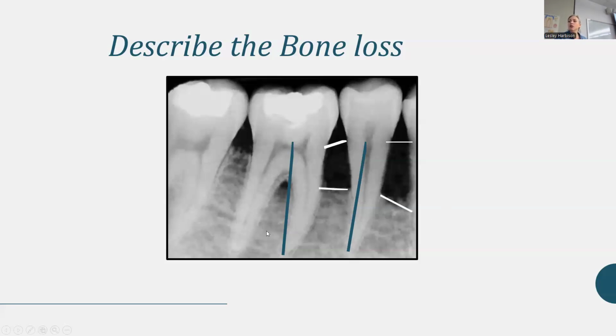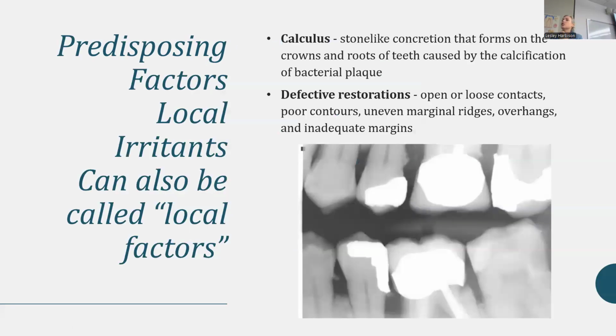And this is just giving you a look at the long axis of the tooth, noticing where the CEJ is, and then looking at the bone and how it's been lost. What's the pattern of the bone loss? So local factors, that phrase local factors, there'll be an exam question that says, what local factors, blah, blah, blah, and it'll be multiple choice.